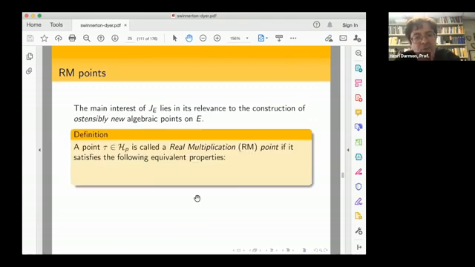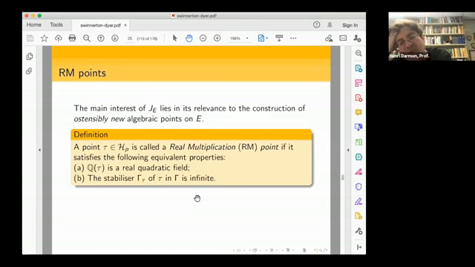And so these are based on the notion of RM points. A point tau in the p-adic upper half plane is called a real multiplication point if it satisfies the following two equivalent properties. The first is that it generates over Q a real quadratic field. And the second is that the stabilizer of this point for the action of the Ihara group is an infinite group. So if you take any point on the upper half plane, you'll see that very often the stabilizer is trivial. And the only exception comes when the tau in question generates a real quadratic field.